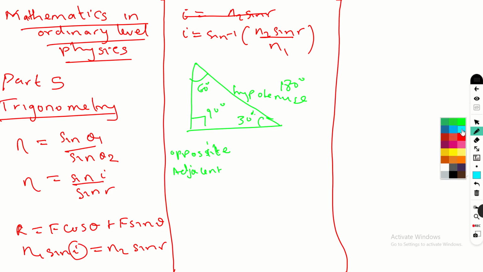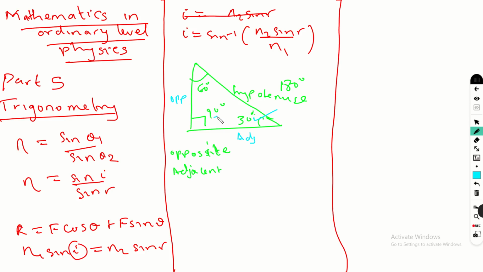For instance, if our concern is this angle, 30 degrees, what will be my opposite? This will be my opposite. The opposite is the side directly opposite the 30 degrees and not touching it. This will be my adjacent. The adjacent is the side that is touching the angle 30 degrees. And the hypotenuse does not change. It's always the side that is opposite the angle 90 degrees.